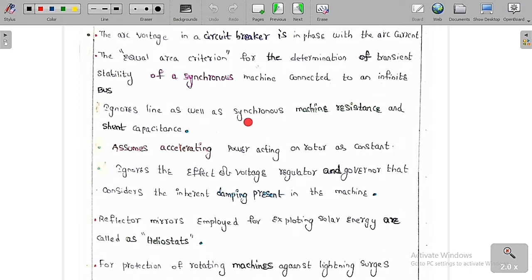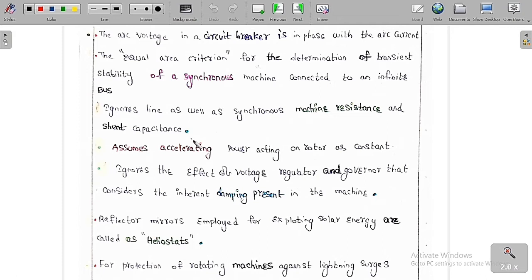Always we have to ignore the line as well as the synchronous machine resistance and the shunt capacitance. In the line and also the synchronous machine, we are going to neglect the resistance part and also the shunt capacitance. These are the things that we are always going to ignore to make the analysis in a very simpler manner.